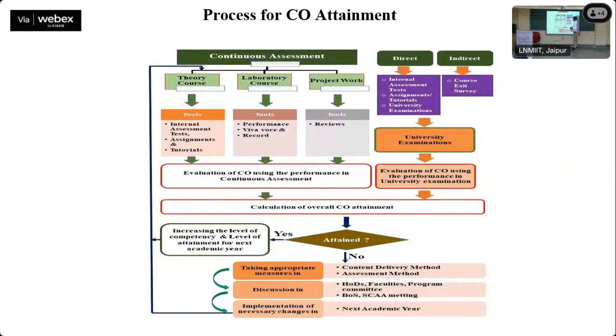As you know, the CO course can be a theory course, it can be a laboratory course, it can be a project work, right? Because it is a part of our design, that is, the curriculum.